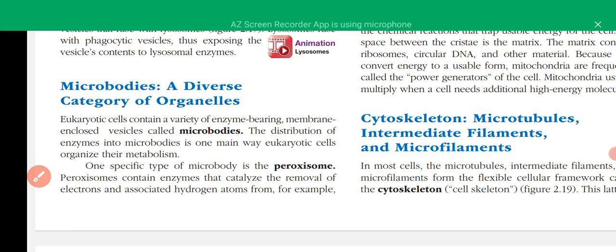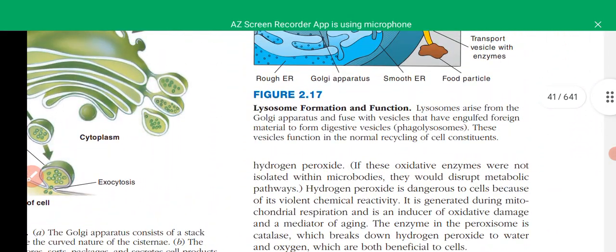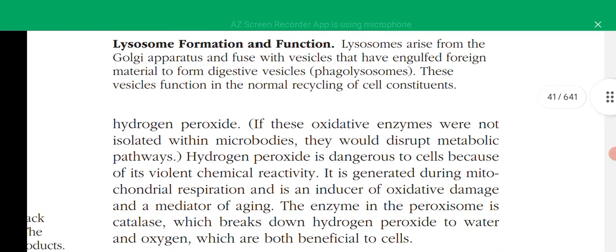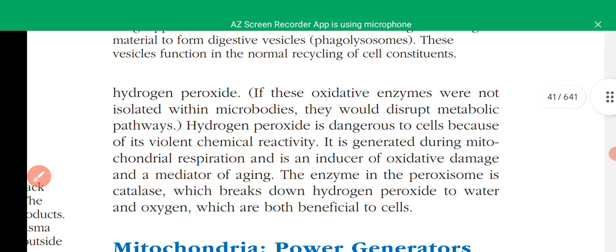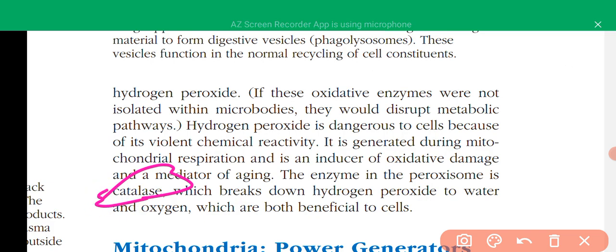Peroxidases cause formation and degradation of hydrogen peroxide. Hydrogen peroxide is produced. It can cause oxidative stress to the cells, it also causes aging of the cells, it is cancer producing, and it is very harmful to cells. To overcome this, the peroxisome also has the catalase enzyme. Catalase enzyme breaks down the hydrogen peroxide into water and oxygen, which are both beneficial to cells.